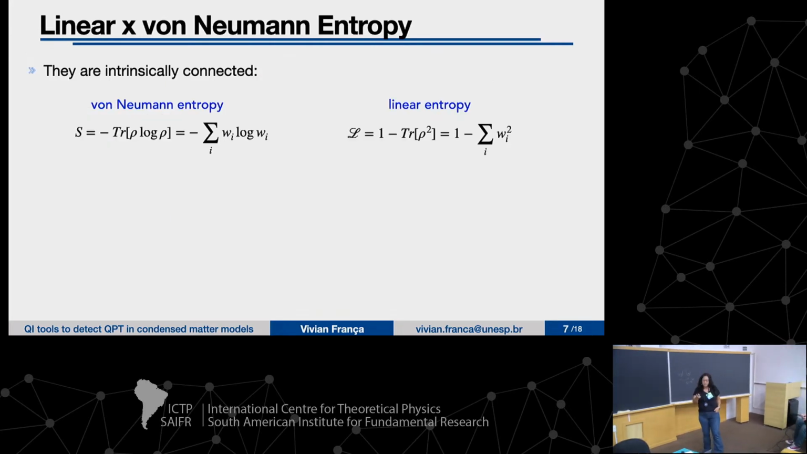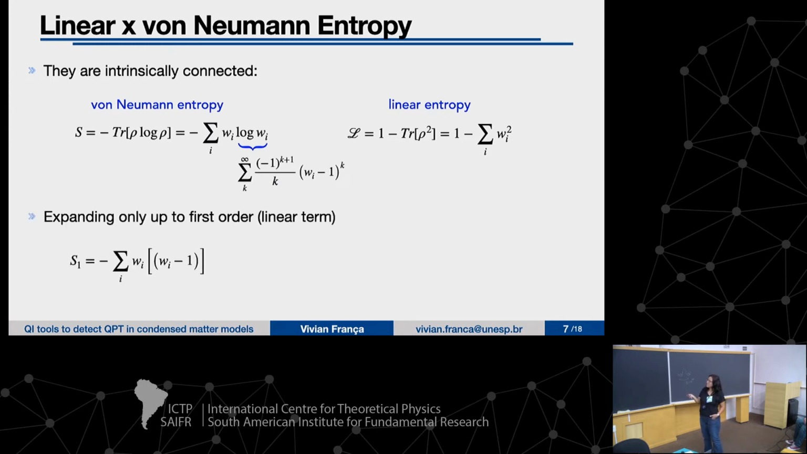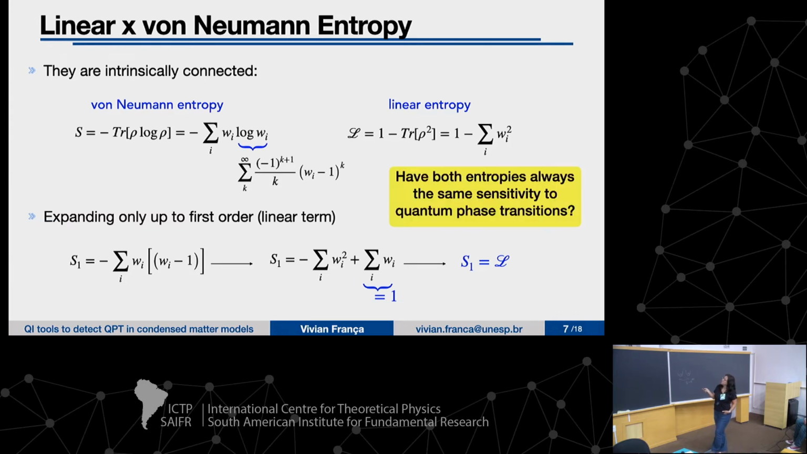So now, how are they connected? Well, the linear entropy is just the linear term of the Taylor expansion of the log. That's why they are really mathematically connected. So if you just expand this here, and you consider just the first order term, then you end up with this expression, where the sum of all the possible probabilities is equal to 1. And so it means between the von Neumann entropy and the linear one, I just have to consider the linear term of the log expansion here. So that's what I'm calling S1. So it's the von Neumann expanded to the first order.